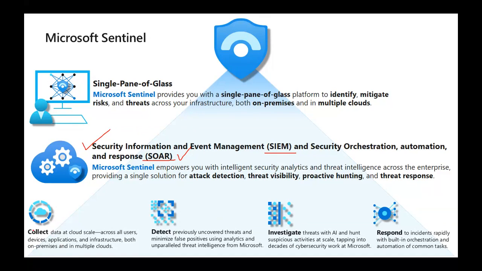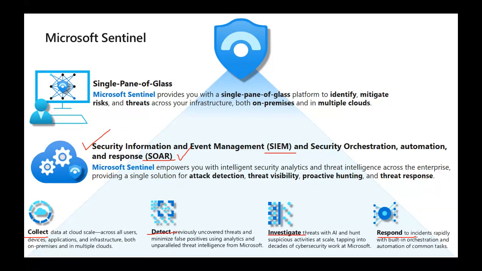So let's mention these key points. We can collect, detect information, detect suspicious activities, investigate, and respond. So when we collect data at the cloud scale, we can do this across all the users, devices, applications, and infrastructure. This could be on-premise or in different clouds. When we collect this information, we can start detecting previously undetected threats and start minimizing the false positives using this Microsoft Analytics feature. And in this case, using all the experience of many years from security tools from Microsoft.